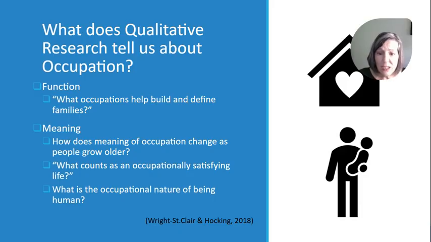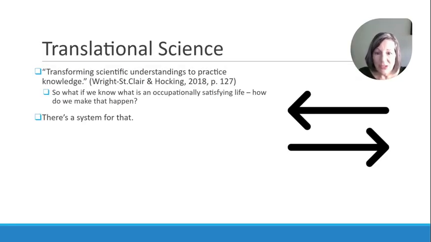Meaning, how does the meaning of an occupation change for people as they grow older? We just talked about that aspect in bicycles. What counts as an occupationally satisfying life? And what is the occupational nature of being human? These are questions that might be asked in a qualitative study that gives us information about the shape and the function and the form and the meaning of occupations that we might be looking at when doing an occupational science study.